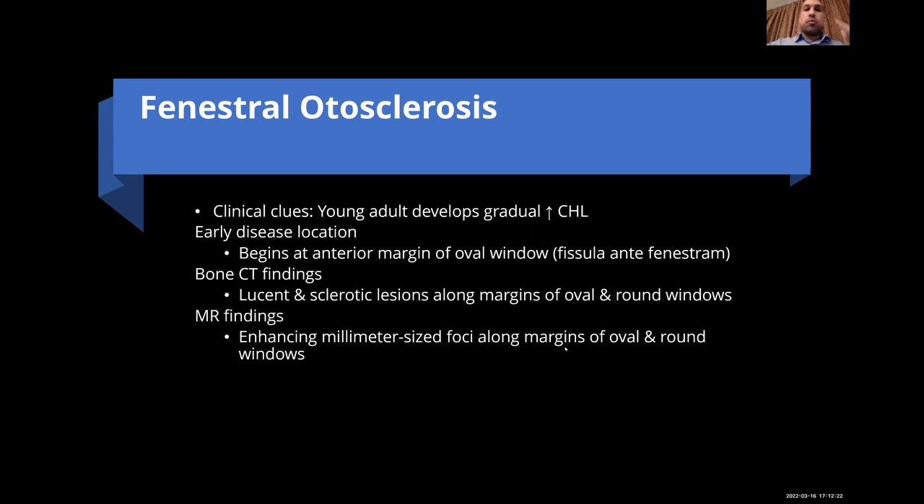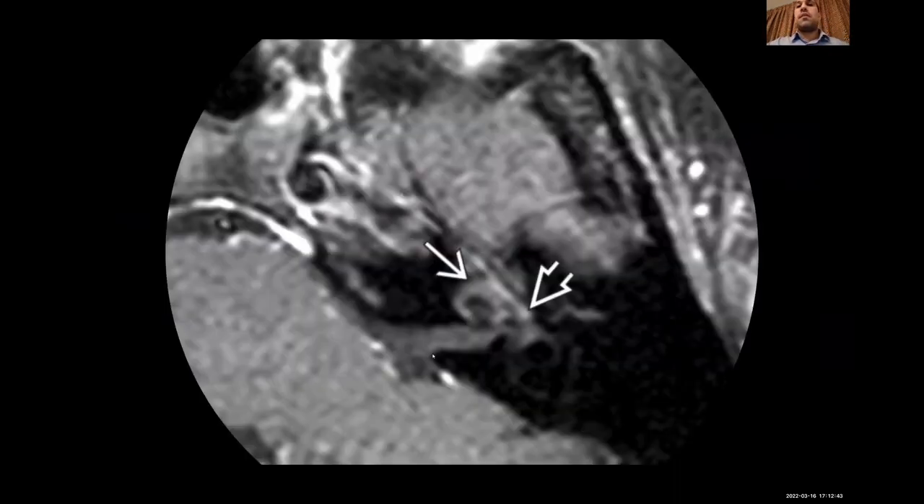The bone CT is very important, and is the main radiological modality for the assessment. Lucency, which becomes a sclerotic layer. Sclerotic lesions along the margins of the oval and round window. In the MRI, during the active phase, it shows enhancement. Here it is, the MRI. You can see enhancement at the oval window region, and here it is, the vestibule. Okay?